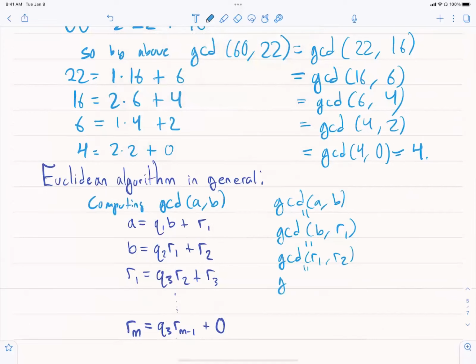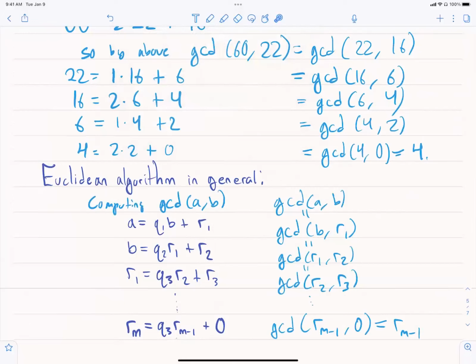And we do it again. We divide R1 by R2. We call the quotient Q3 and the remainder R3. And this is the same as the GCD of R2 and R3. And so on. We have to do this m times, let's say. And then we're left with the GCD of R(m-1) and 0, which is just R(m-1).